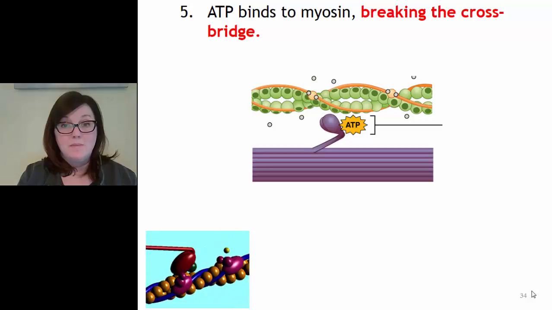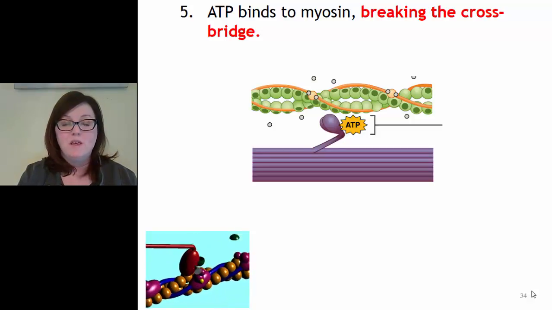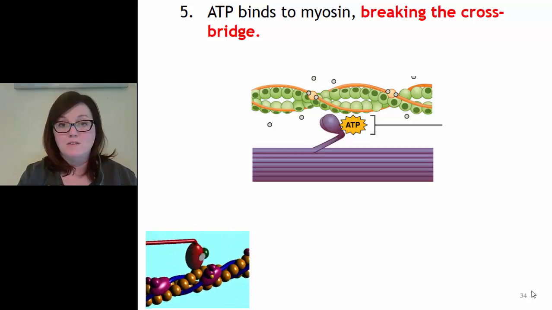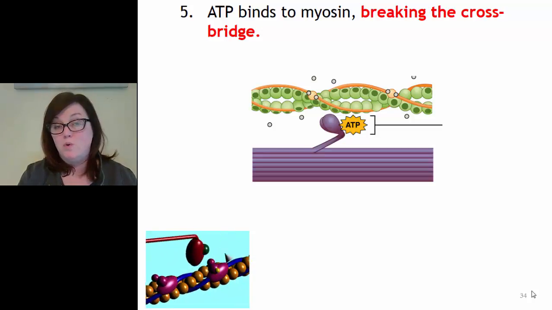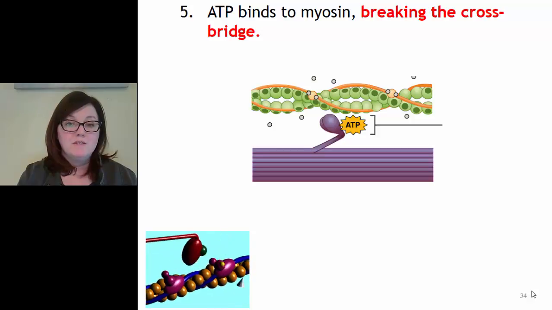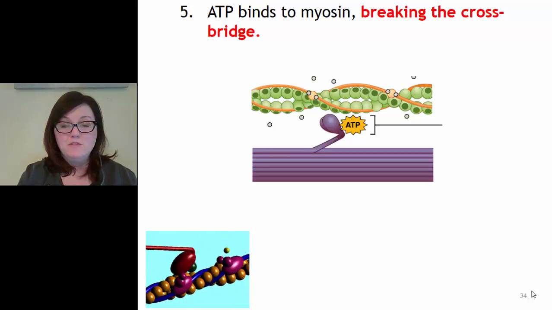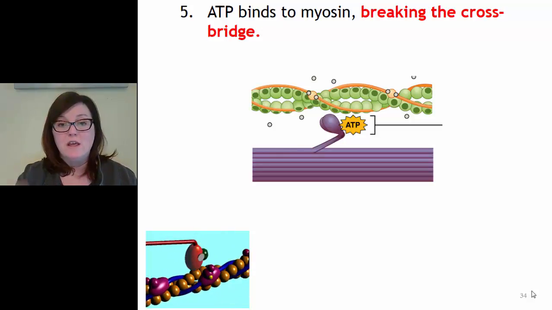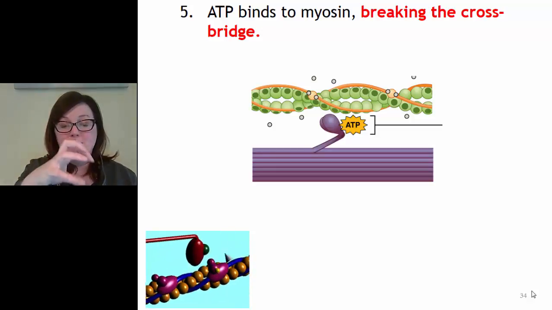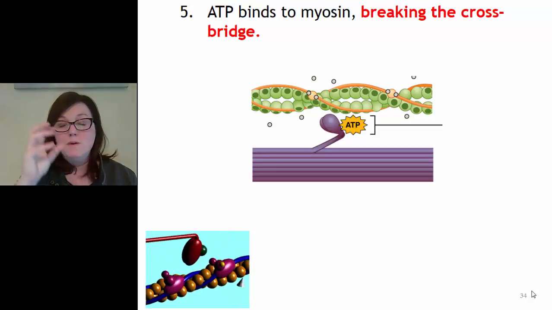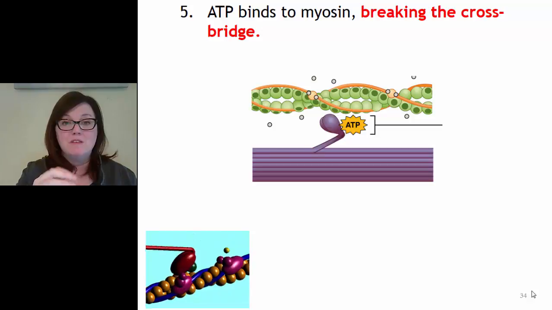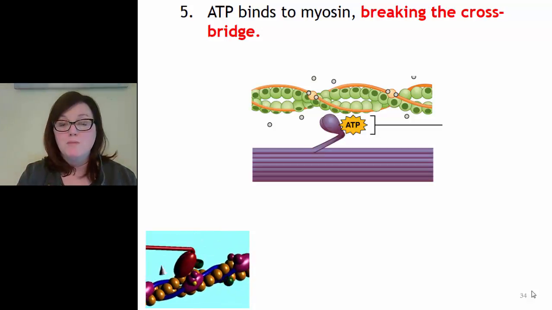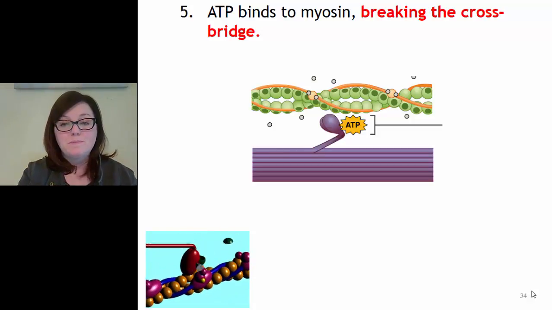The next thing that has to happen is we have to break the cross bridge. We have to have myosin let go of actin. And this is necessary so that this myosin can grab onto another actin and pull. So in order to get myosin to let go of actin, we need ATP. And this is because the attraction between actin and myosin is very, very strong. And if we want myosin to let go of actin, ATP has to come in and bind to the myosin head. And once ATP binds to the myosin head, the cross bridge will break between actin and myosin.